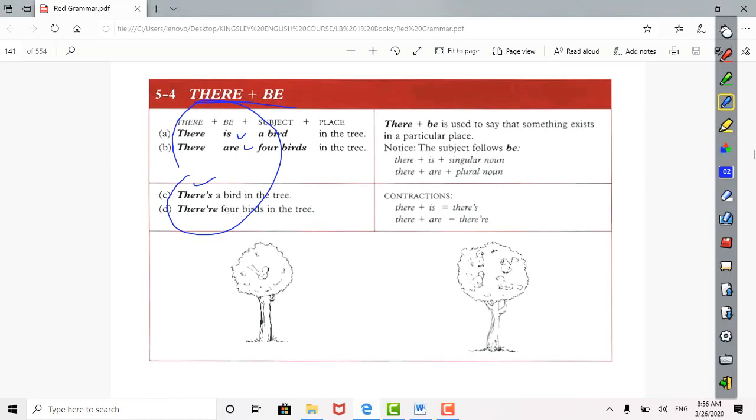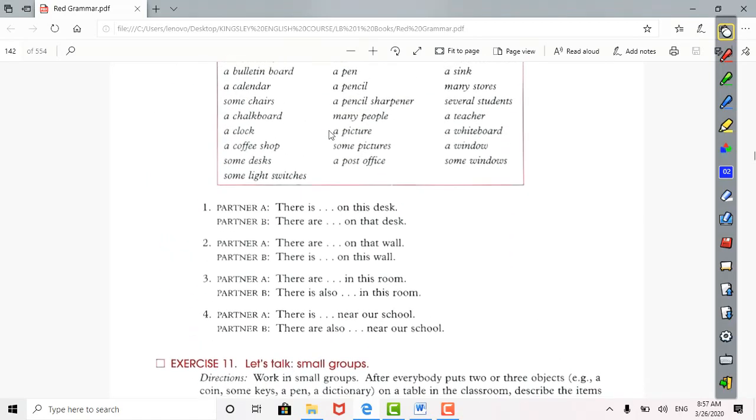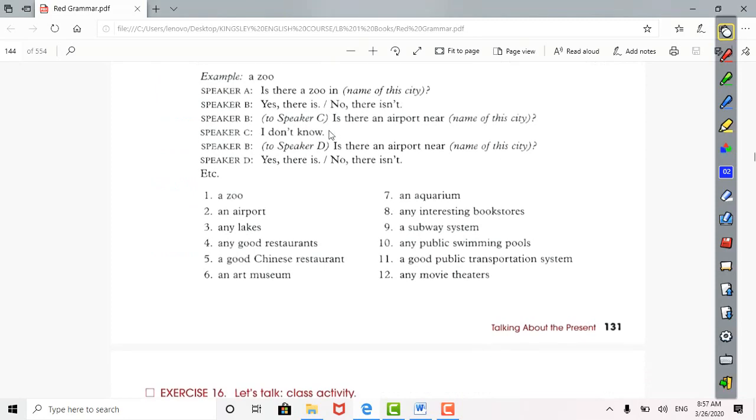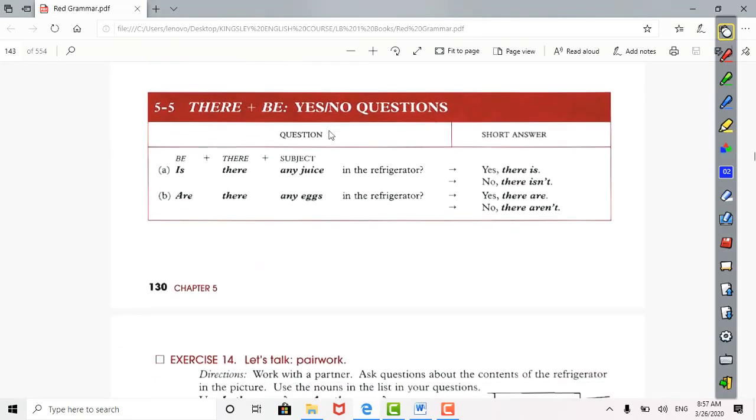Okay, now we go to the next part. About this exercise, I will mention it later in your LMS quiz. So now we go to the next part, my students. This one is only the simple part, using there plus be for the question.